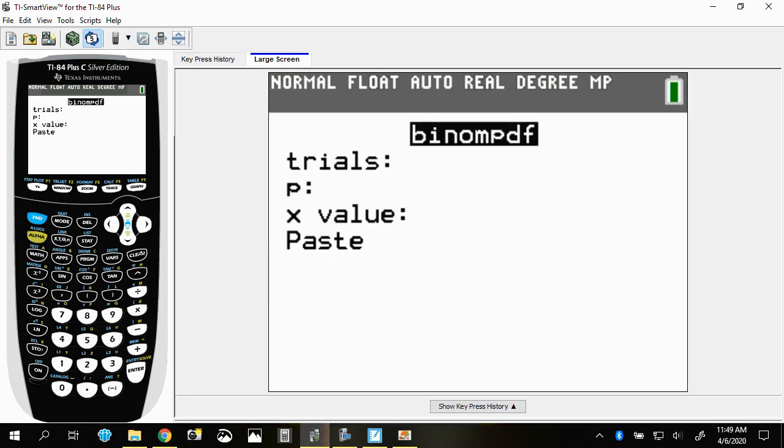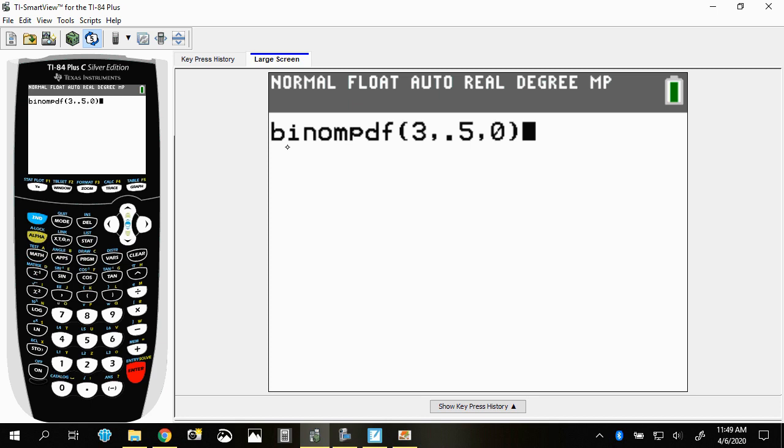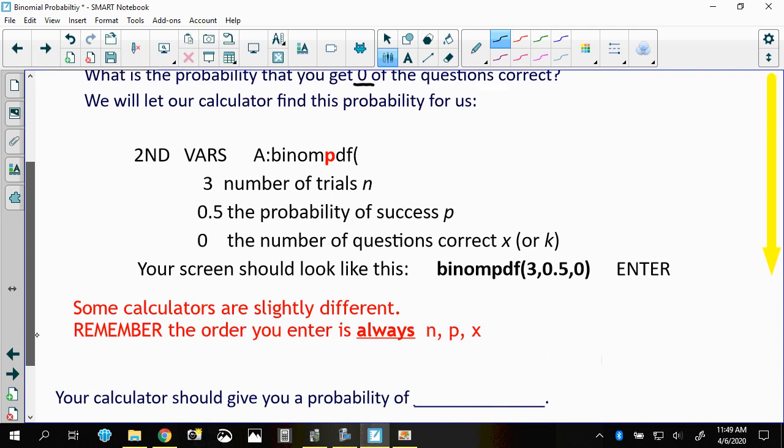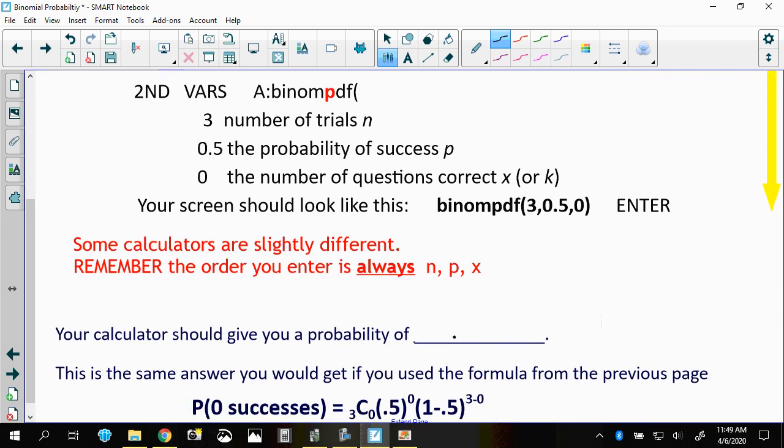Okay, so on ours, our number of trials is 3. We have a 0.5 chance of success, and we are doing 0 successes. Okay, so I'm going to paste it. So again, your screen should look like this. If you did it without the pasting screen, you would just put commas. Remember, your comma is right above the 7. So 3, comma, 0.5, comma, 0. Hit enter, and it tells you that you have a 0.125 chance of getting it correct. So you will get a probability of 0.125.